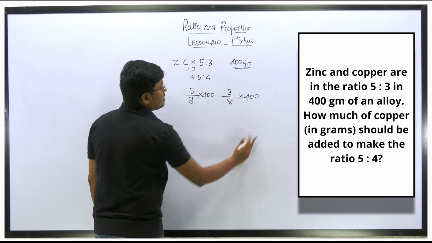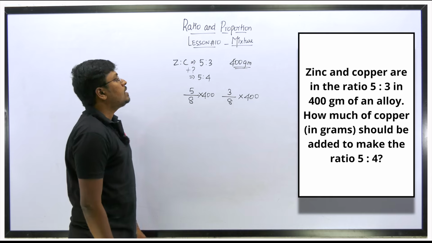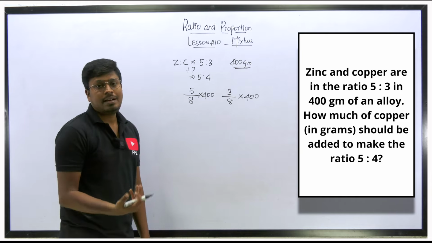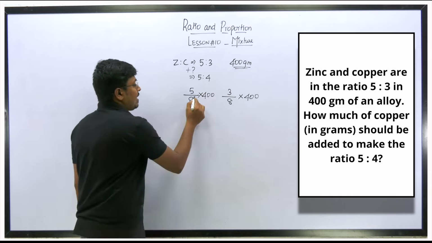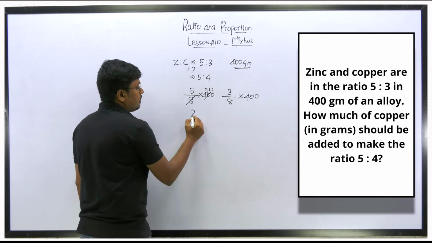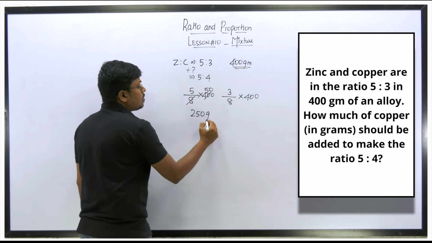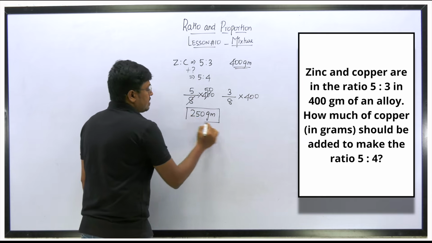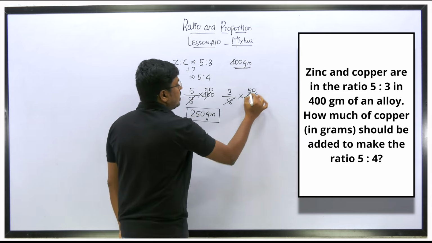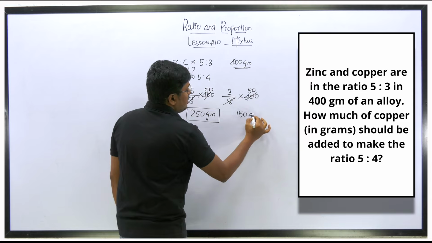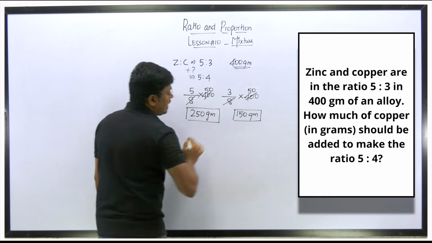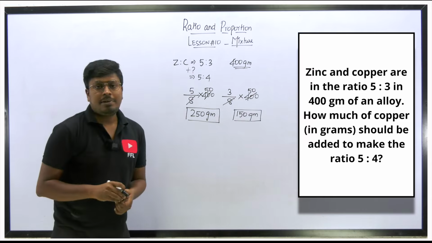If you find in this way, we can easily find out of that 400 gram, how much zinc is there and how much copper is there. Now we can cancel it. 50, 250. So 250 gram is zinc. Similarly, when you cancel it by 50, the remaining is 150. So 150 gram is copper. So zinc is 250 gram and copper is 150 gram.